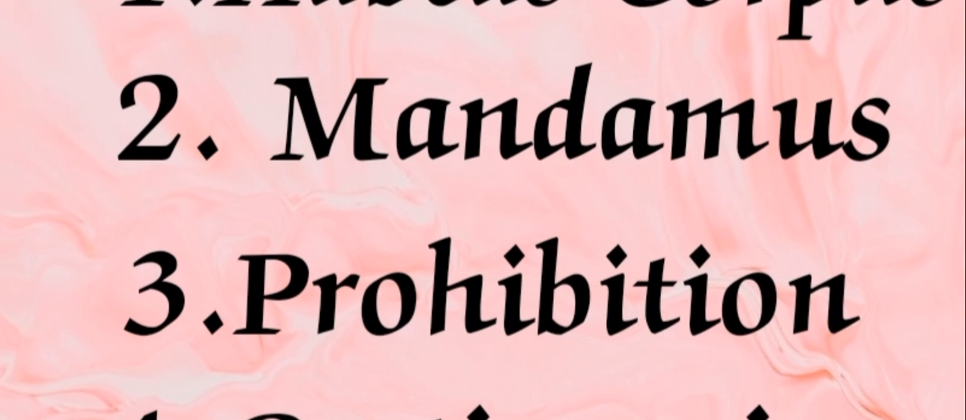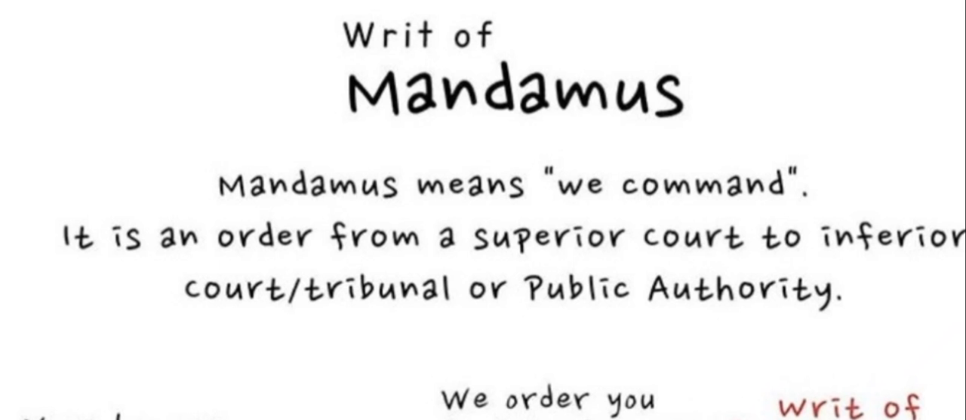Here, mandamus means we command. Who is commanding? The Supreme Court and High Courts were given these commanding powers. By using Article 32, the Supreme Court has the power to command any public authority, inferior courts, or tribunals. According to Article 226, High Courts have the power to command. Here the High Court is the superior court and district courts are the inferior courts.